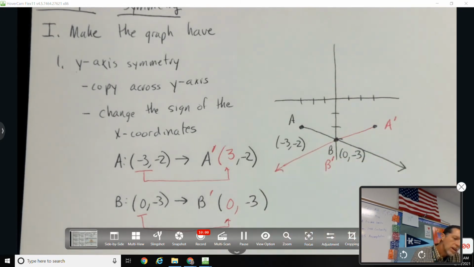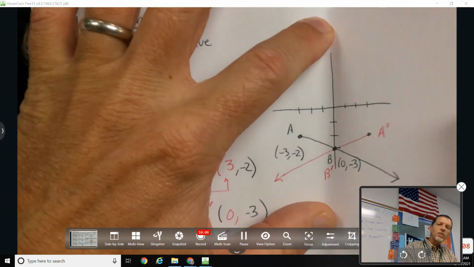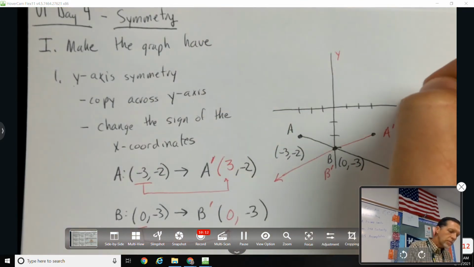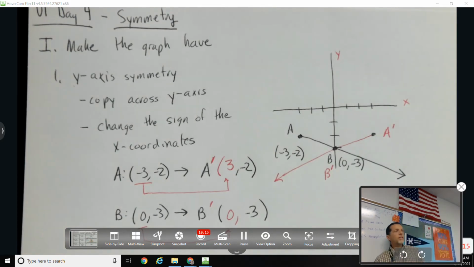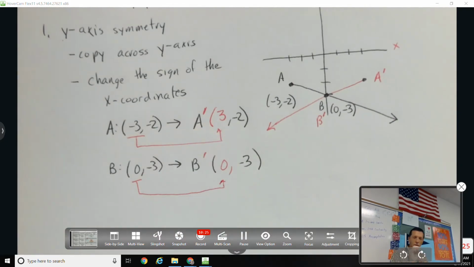And now I have a picture that is symmetric with the y-axis, meaning I could fold it on the y-axis and it would cross over and match onto itself. So again, if you're adept at just kind of visually moving some points over and then sketching, go for it. If you need to do a little more work and maybe a little more thorough and careful, then that's fine too.